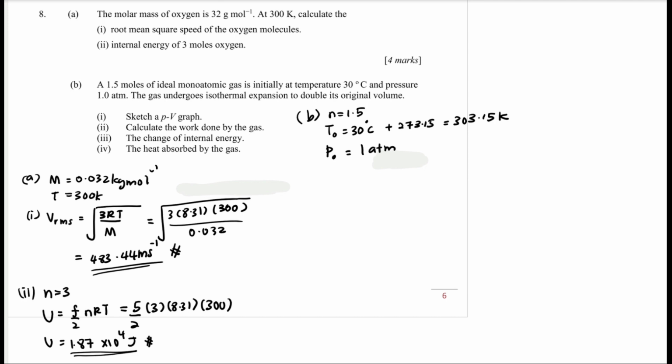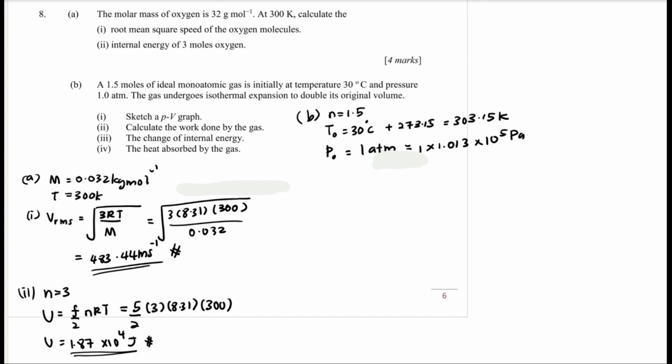Okay, you check at the front, in the list of constants on the front of the question paper. 1 atm, you convert to Pascal. Get it ready. So the pressure is 1 times 1.013 exponent 5 Pascal, which is 1.013 exponent 5 Pascal. Okay. And then sketch the graph.